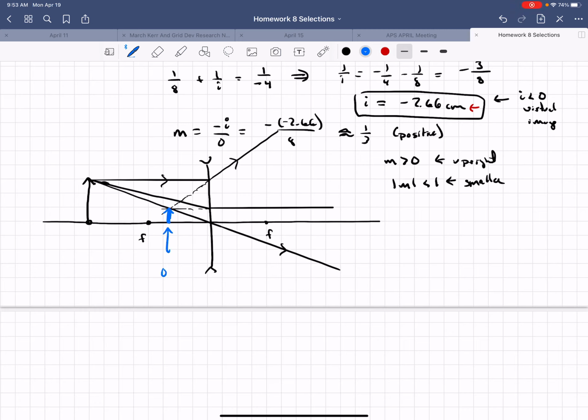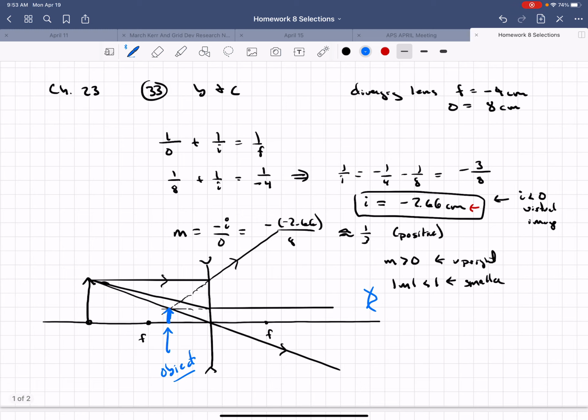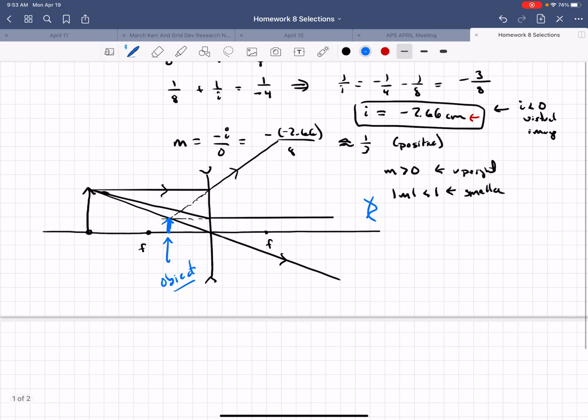So we see that my image is here, and my image has the correct properties. It is upright. It is at 2.66 centimeters behind the lens. So again, the eyeball is kind of on this side, so anything on the same side as the object is behind the lens, so that's why the image distance was negative. And the height is roughly 1/3 of the initial starting height. And so we have completed the mathematics and the ray drawing of problem number 33 in parts B and C. The first part with the converging lens was a little bit on the easier side.